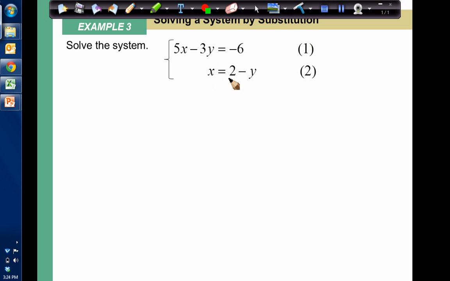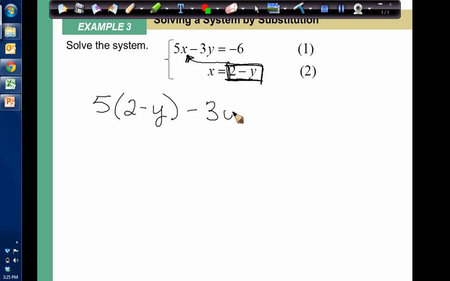It makes it really easy to then just, in the first equation, instead of having x, plug in 2 minus y in place of x, because we know that x equals 2 minus y. So we can plug that in and then solve. We're going to write the first equation, but instead of x, we write 2 minus y, and then copy down the rest of the first equation, and we can solve for y fairly easily.